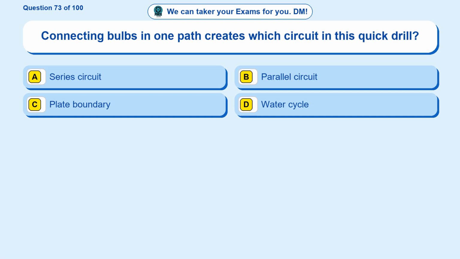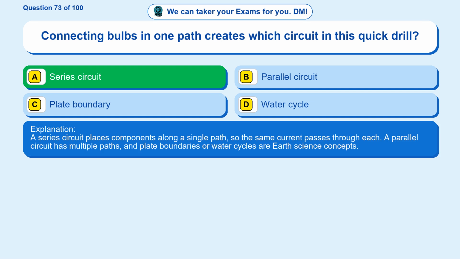Question 73. Connecting bulbs in one path creates which circuit in this quick drill? Option A, series circuit. Option B, parallel circuit. Option C, plate boundary. Option D, water cycle. The correct answer is option A, series circuit. A series circuit places components along a single path, so the same current passes through each. A parallel circuit has multiple paths, and plate boundaries or water cycles are earth science concepts.